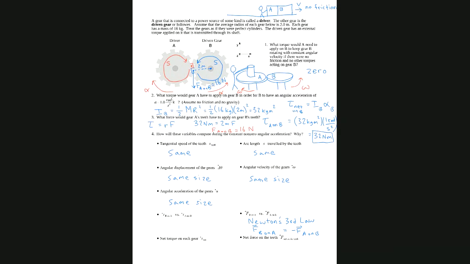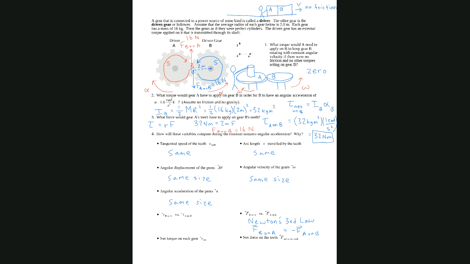So let's see if we can draw that in. Let's draw the reaction force. If A pushes down on B, then B has to push up on A's tooth, just like that. Now how big will be the force of B on A? 16 newtons. Newton's third law always holds true for every force in the universe.